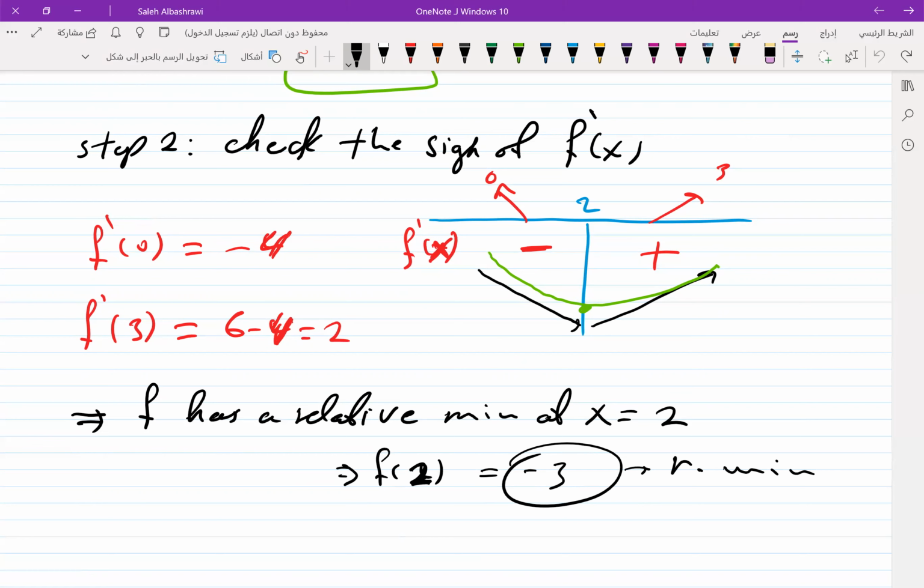So this is the idea of finding relative maximum or relative minimum of a given function. I have to find the critical point first, then we need to test the sign of the derivative around the critical point. If it is positive and negative, then we have relative maximum. If it is negative and then positive, this will be relative minimum. And if there is no change in the sign of the derivative, then the function doesn't have any relative maximum or minimum at that point.